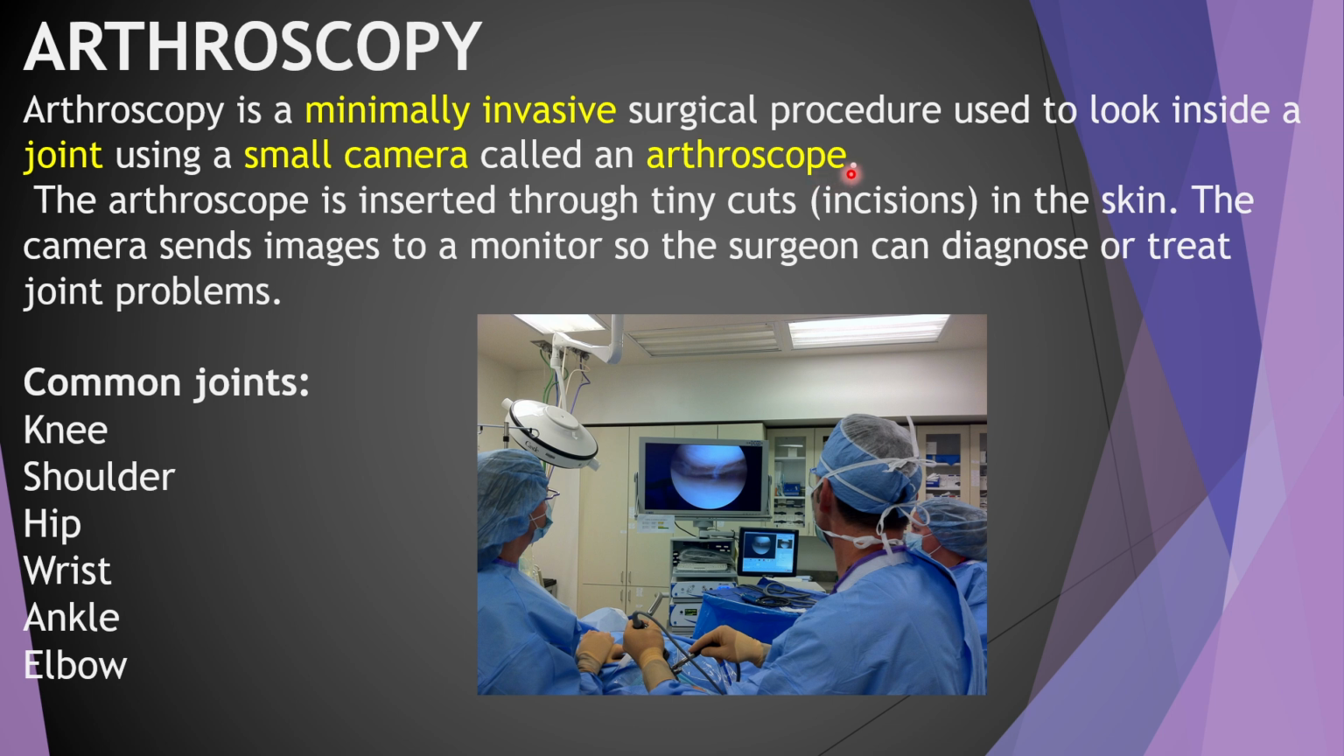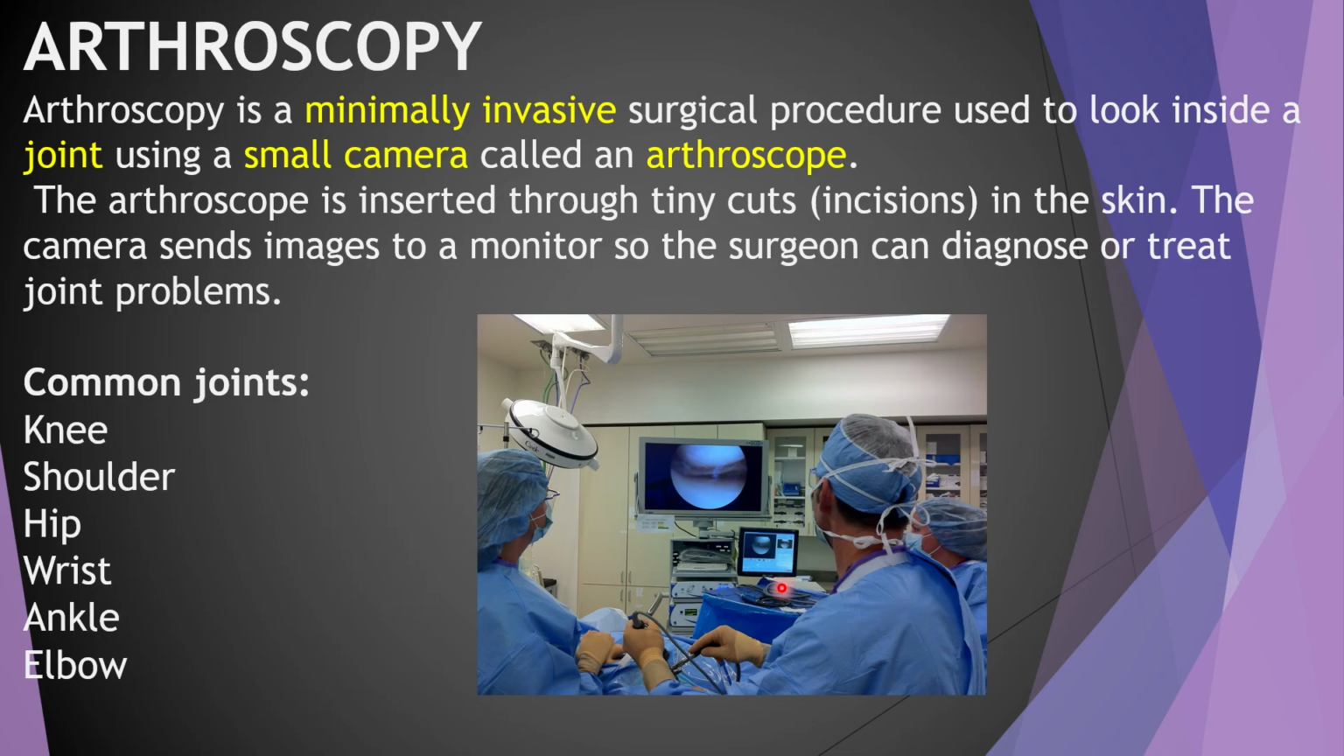So arthroscope is basically an instrument. This arthroscope instrument is inserted through a tiny cut, that is an incision, into the skin, and the small camera sends an image to the monitor so the surgeon can diagnose or treat the joint problem. The common joints here are the knee, shoulder, hip, ankle and elbow.